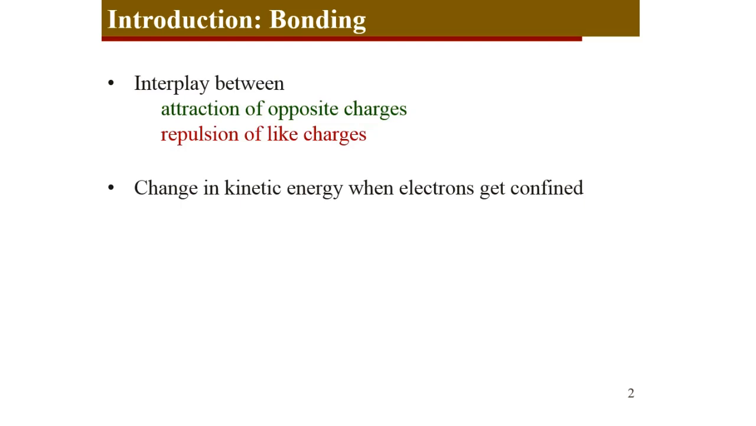A stable bond occurs when the attractive forces overpower the repulsive forces. And a very important consideration is the kinetic energy of the moving electrons confined within these boundaries. And that is the general view of chemical bonding.